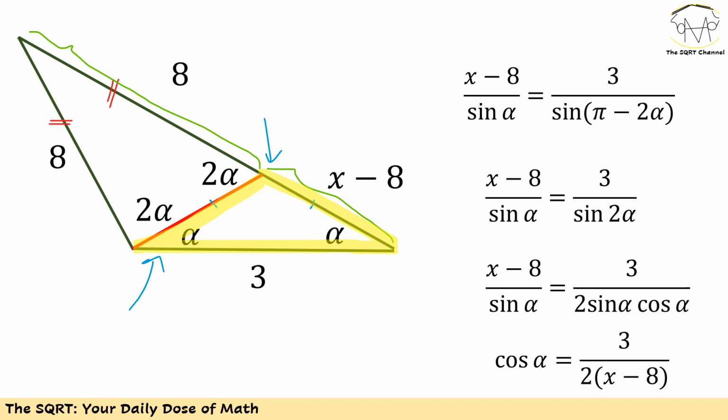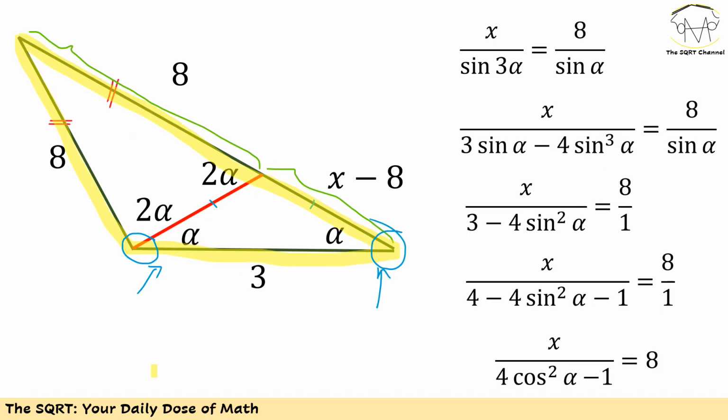Since alpha cannot be 0, otherwise we are not going to have this triangle at all, we are going to remove sine of alpha from both sides, and then cosine of alpha is going to be 3 over 2 times x minus 8. So we got a relationship between alpha and x here. I'm going to try to find another relationship and then solve the equations.